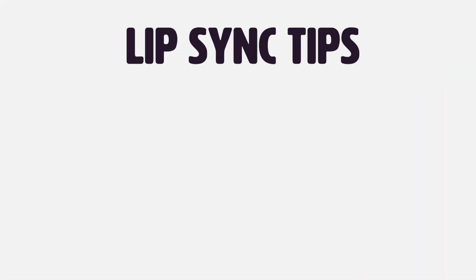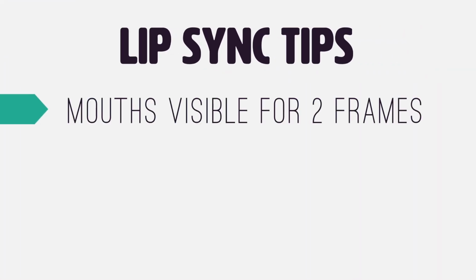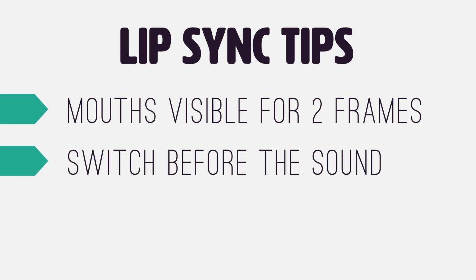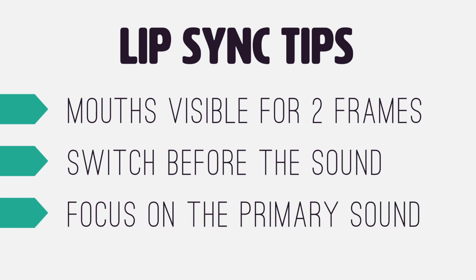First, some tips. When you're doing lip sync, stay on each switch layer for 2 frames if possible. It helps the viewer see the mouth. Switch the drawing before you hear the sound. Usually I do this and I'm just delayed when I get done with it. It's like too slow. Simplify your work by focusing on the primary sound of each word. You'll have the necessary animation and it'll be a lot quicker.